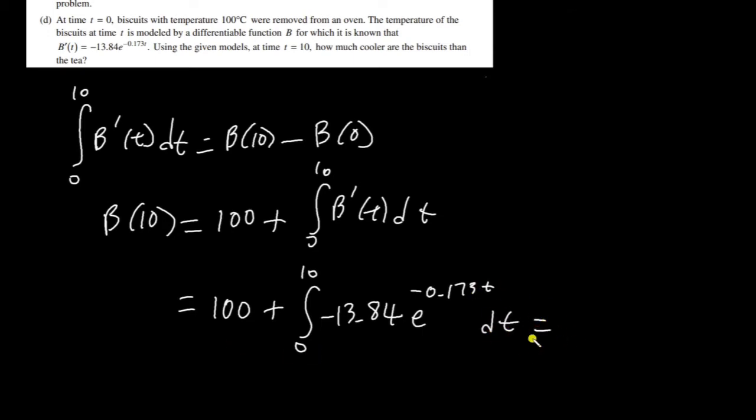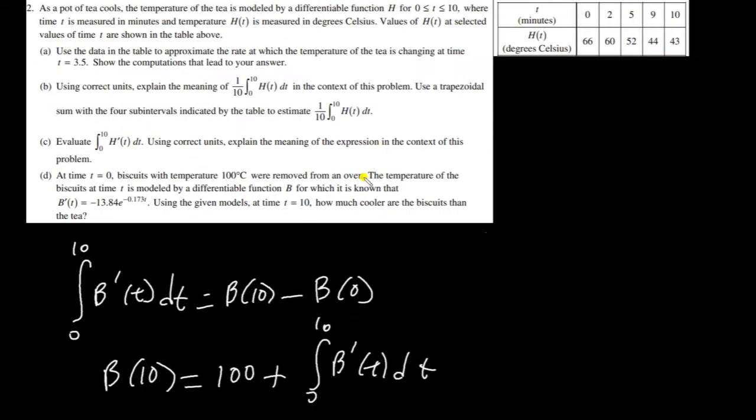So you put this in your calculator, you will get the answer of 34.183. And that is not our final answer. I just tricked some of you, I'm sure. So what we're going to do now is we have to find how much cooler the biscuits are than the tea, right? We're not done here, so we have to figure out the difference in the temperature between the biscuits and the tea. And how do we do that?